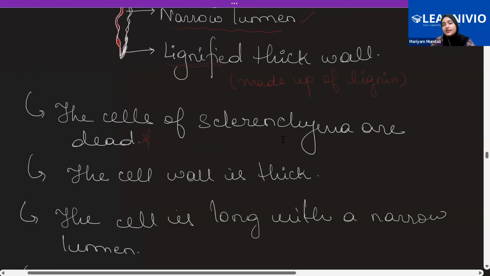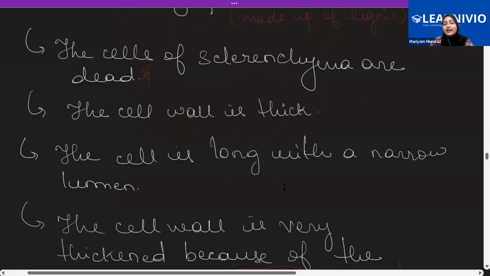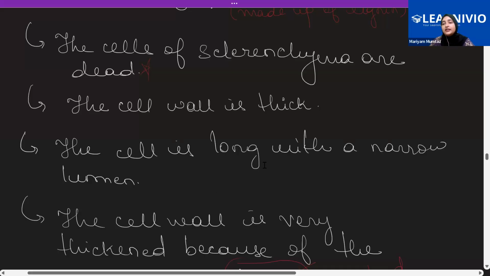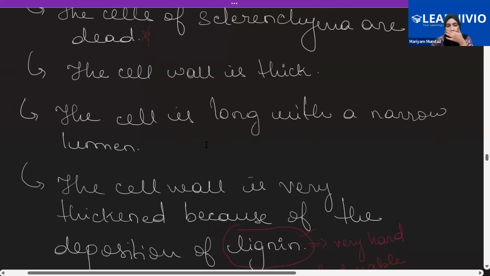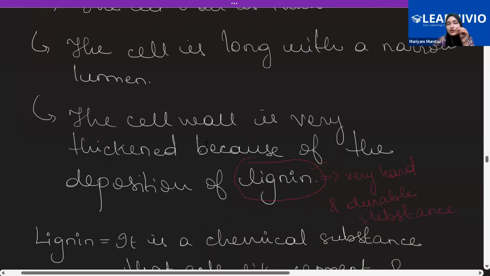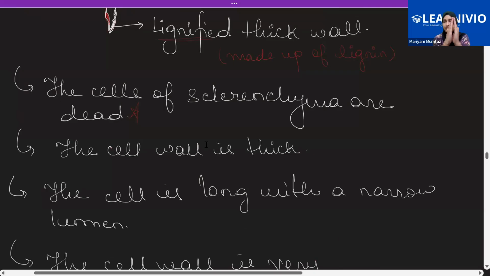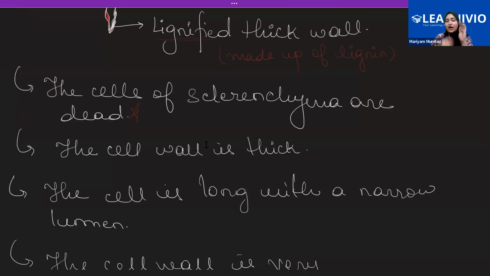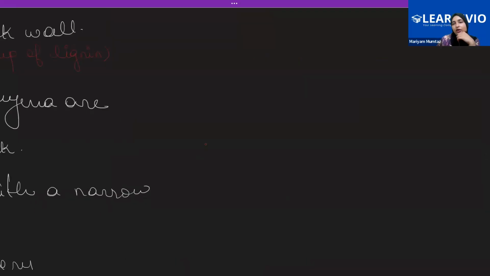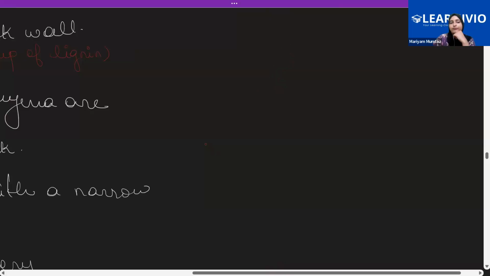So the cells of the sclerenchyma are dead. The cell wall is thick and the cell is long with a narrow lumen. Now, the cell wall is thickened. Why? Because of the presence of lignin. Narrow lumen means it's very narrow. The cell is thin. It doesn't have the space in between. Like how normally I show you the cell and I draw the vacuole and so on, but this will not be present in the sclerenchyma, because it is a very narrow cell.